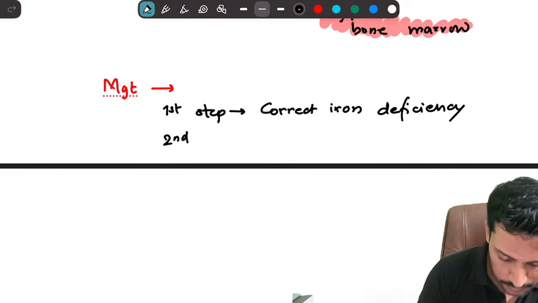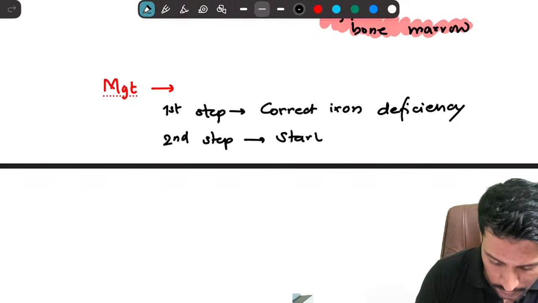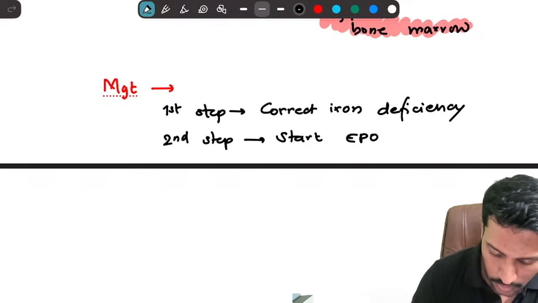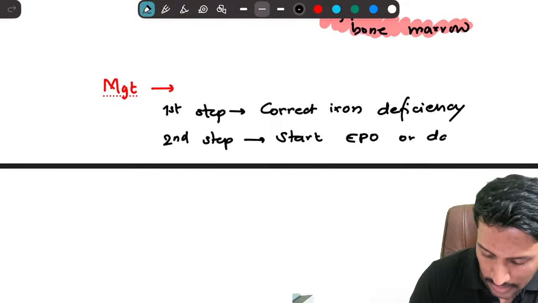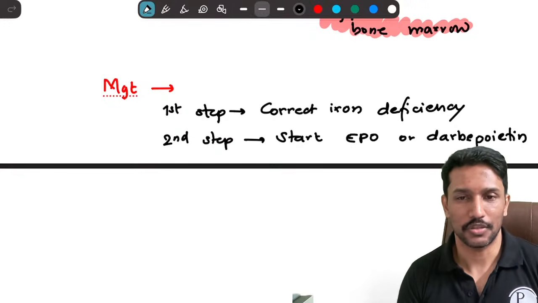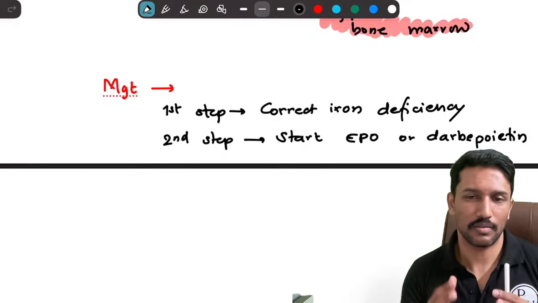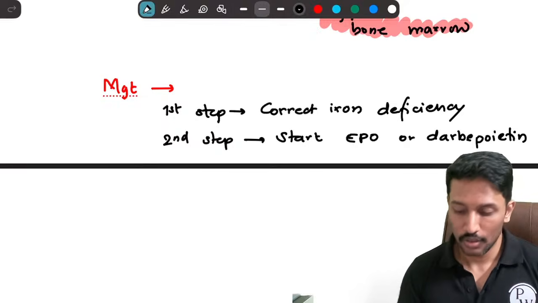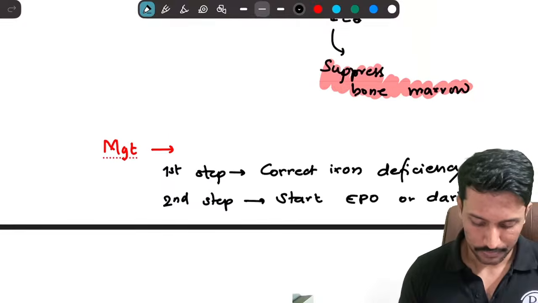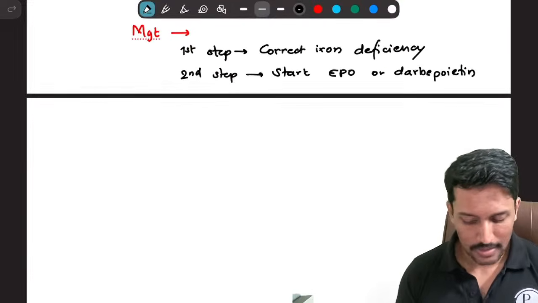Second step is to start erythropoietin or a more synthetic derivative called darbepoetin. Darbepoetin is now preferred because of its long action. So you don't have to do multiple administration. Darbepoetin can require less frequent administration. So darbepoetin is preferred. So this is how we are going to manage the anemia of CKD, right?